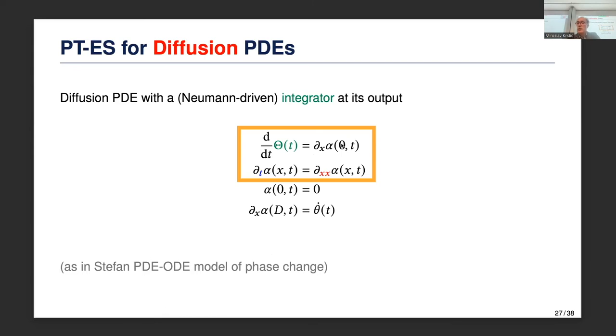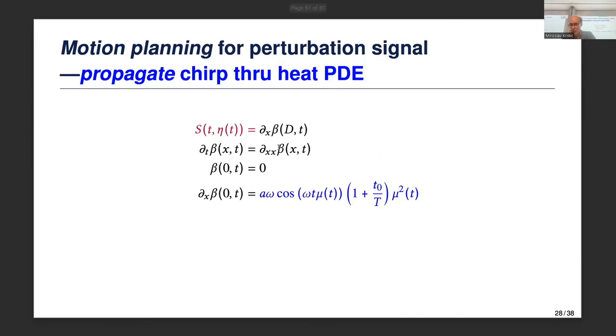So this is the problem we're dealing with. Applying an input at one boundary of a heat equation, the other boundary of the heat equation driving an integrator, and the state of that integrator entering an unknown map and us wanting to maximize the output of that unknown map. The first thing that needs to be determined here is the perturbation signal. In classical extremum seeking, the perturbation is sine of omega t. In prescribed time extremum seeking, the perturbation is sine of omega t times mu.